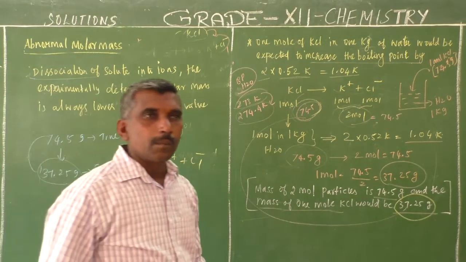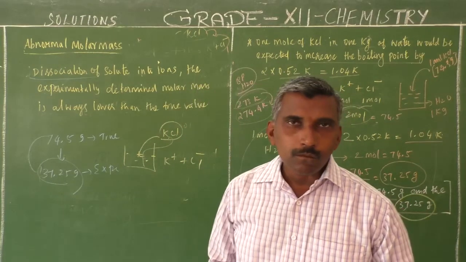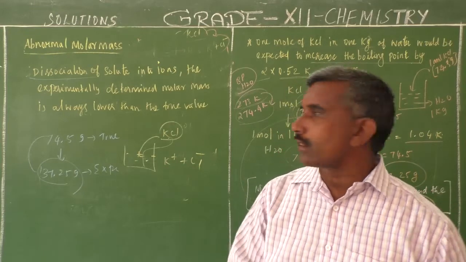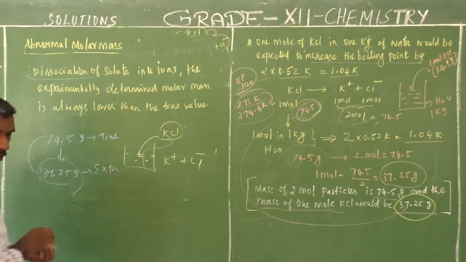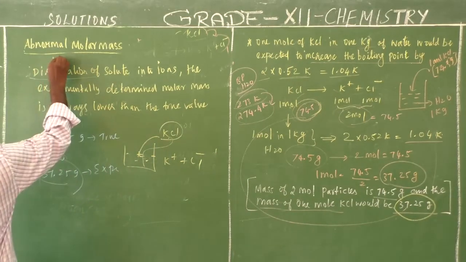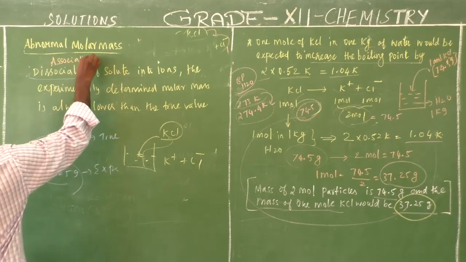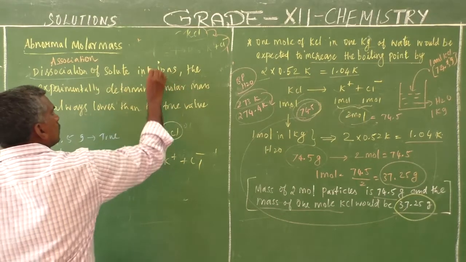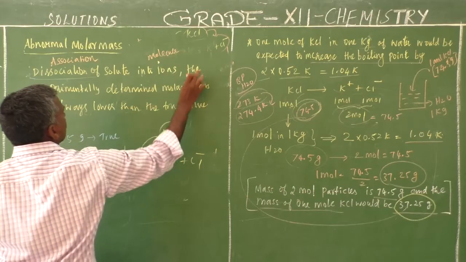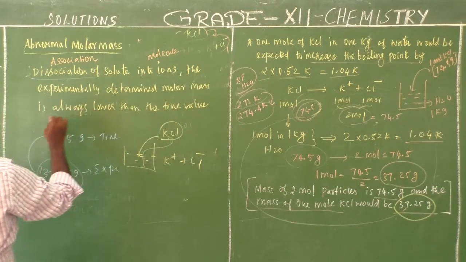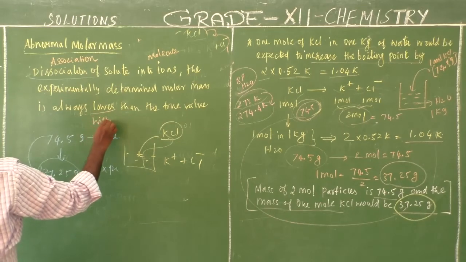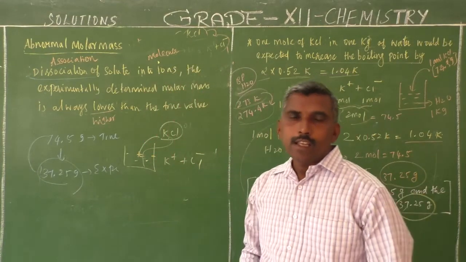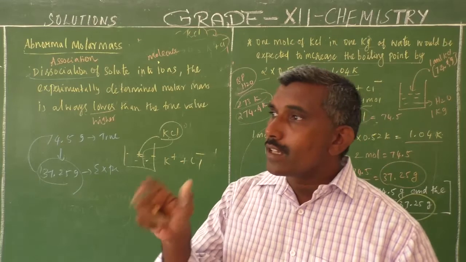For dissociation, breaking. But association is joining. Here dissociation means breaking, association means joining. In simple terms, association of solute, of ions into molecules. The experimentally determined molar mass is always higher than the true value. Association is higher, dissociation is lower. In dissociation the experimental value is lower, but association means the experimental value is higher.